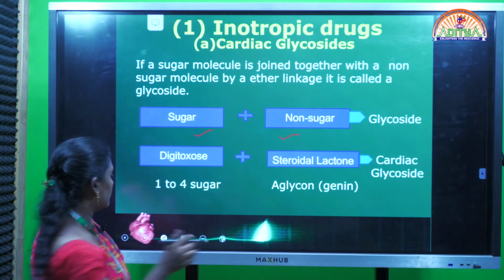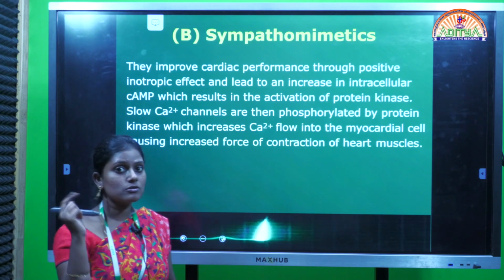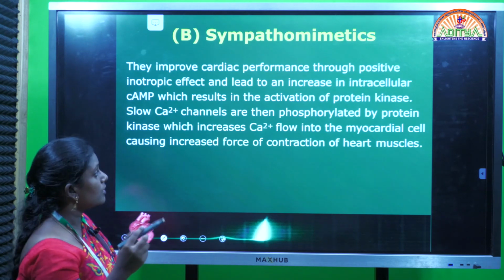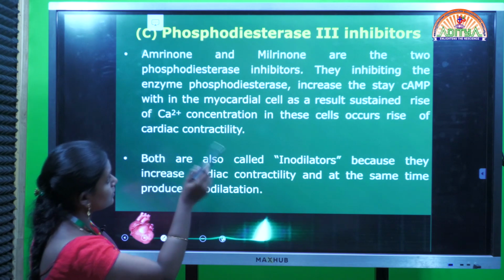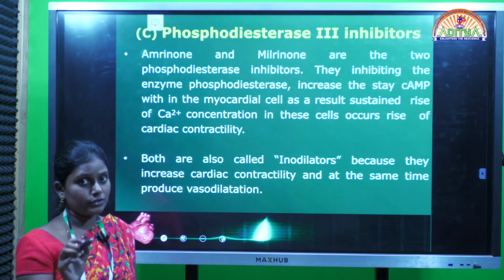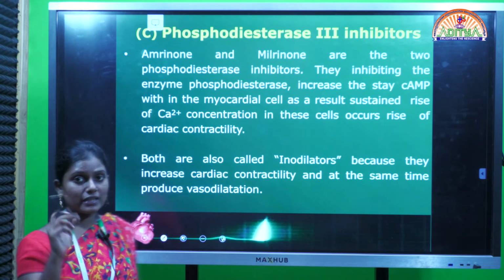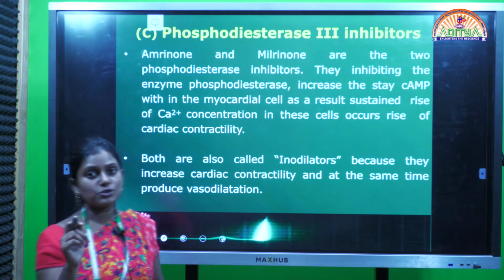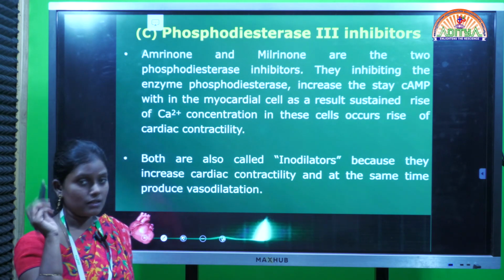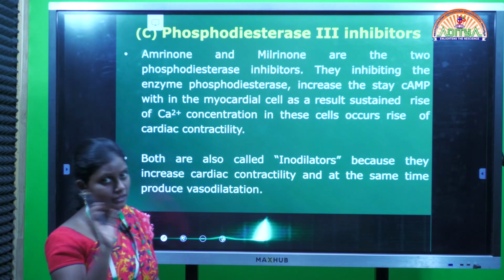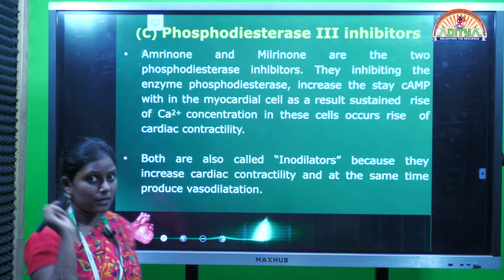So what is the main mechanism of these inotropic drugs like cardiac glycosides? They mainly increase the contractility of a heart muscle. Coming to the second one, sympathomimetics. These drugs are also involved in increasing contractility. But here, these sympathomimetics as well as phosphodiesterase 3 inhibitors, both these categories of drugs mainly increase the cAMP levels. What happens with increased cAMP? This also increases the calcium influx into the muscle, which increases the contractility. This is the main mechanism of these category drugs.